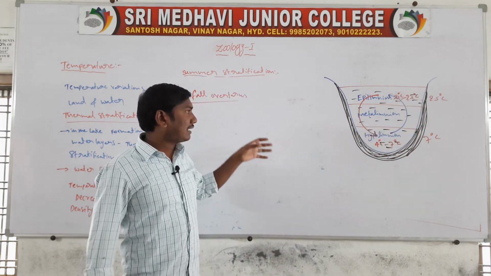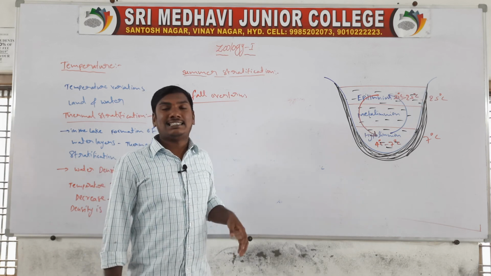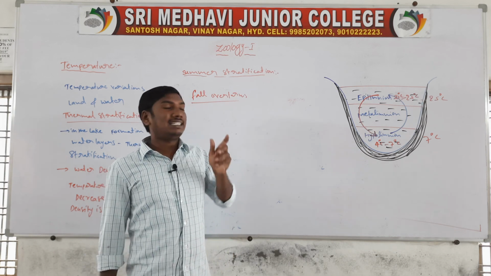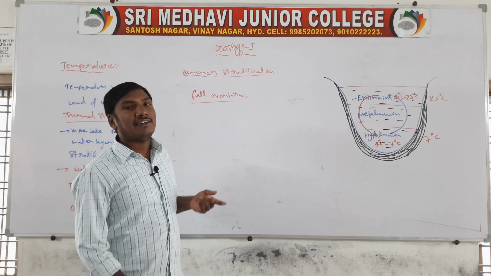This fall overturn occurs with seasonal changes, summer season and winter season. So, they are called fall overturn.